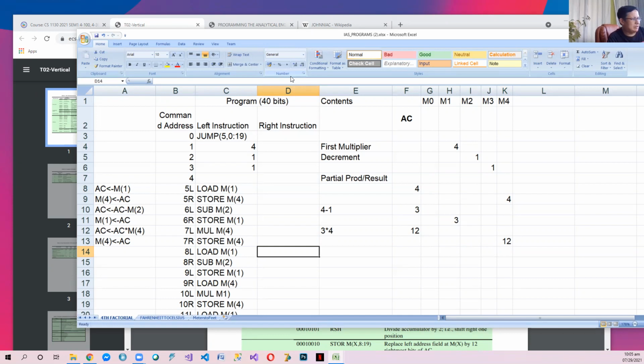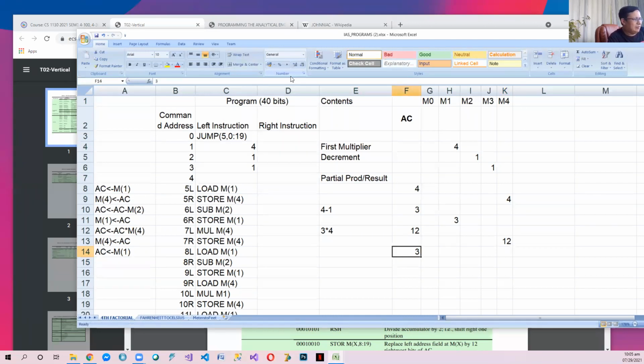Load M1. So load M1, what do you mean by this? AC receives M1. We have that already, no? This is what it does. AC receives M1. Okay? So, anong content nito? Okay, what's M of 1? It's now 3, right? So AC receives 3. Okay, do you follow?